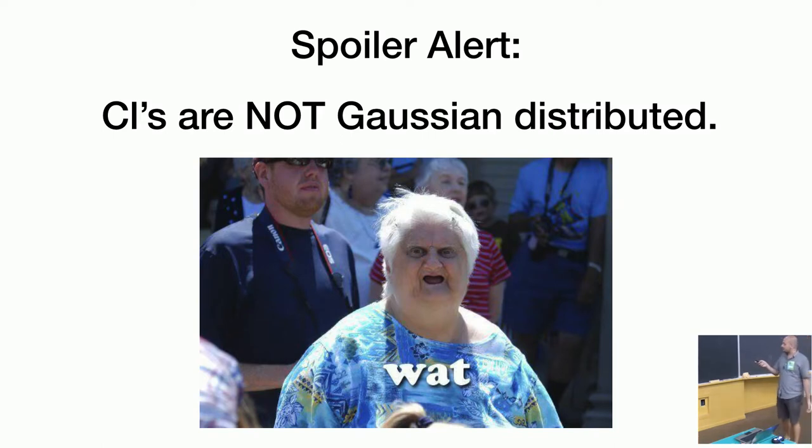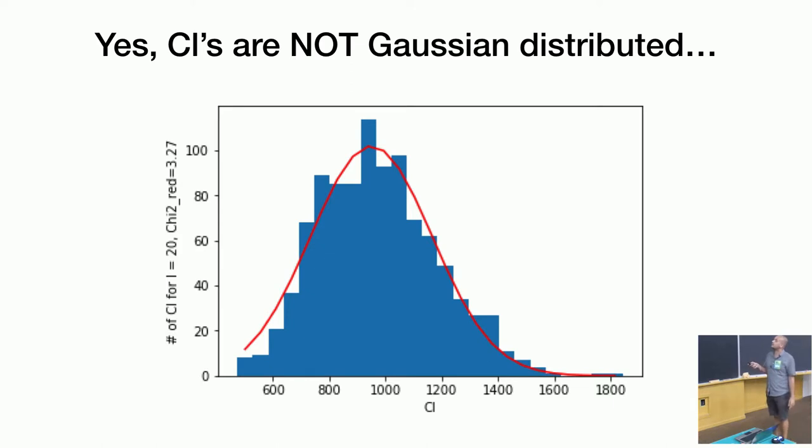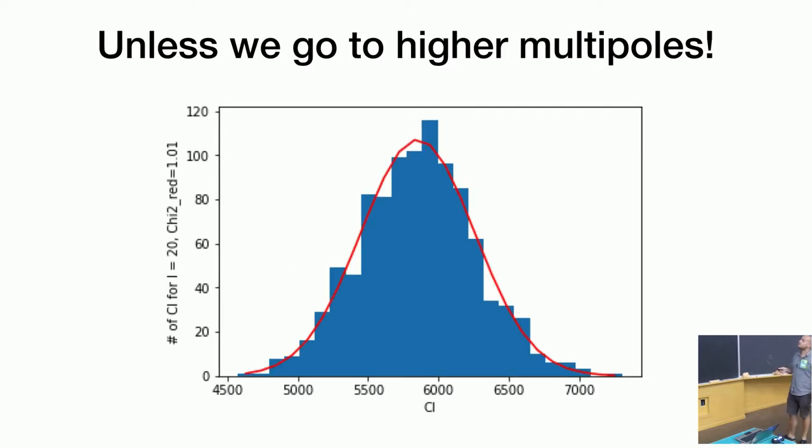If we plot the distribution of CLs at low L, we can see that the histogram is not well fitted by a Gaussian. Here we try to fit the histogram using a Gaussian and we obtain a chi squared of 3. So this is something far from what we are used to see. But if we go to higher multipoles, for example 200, we can see that the distribution of the CL is well fitted by the Gaussian with a chi squared of 1.1. Why?